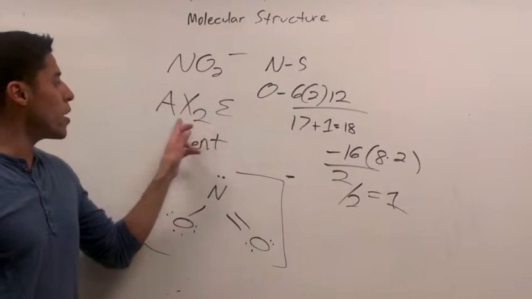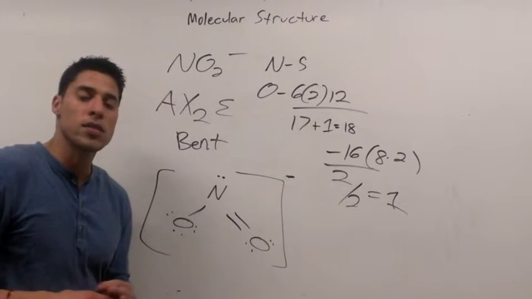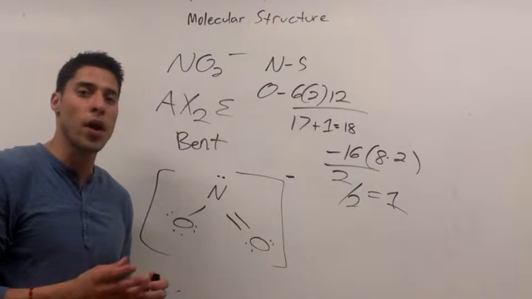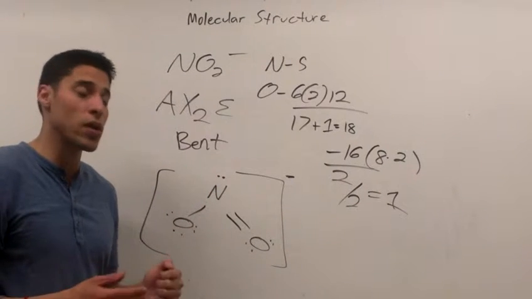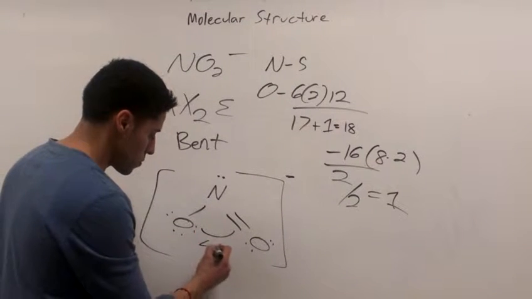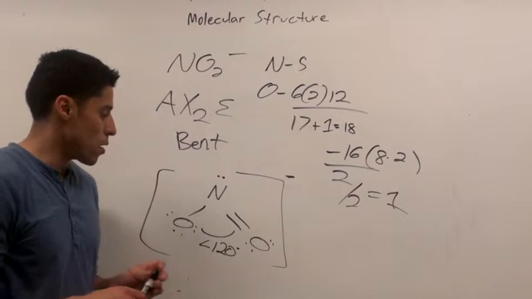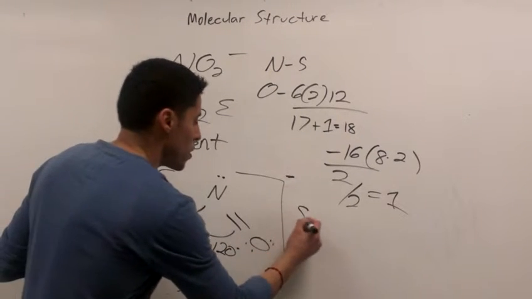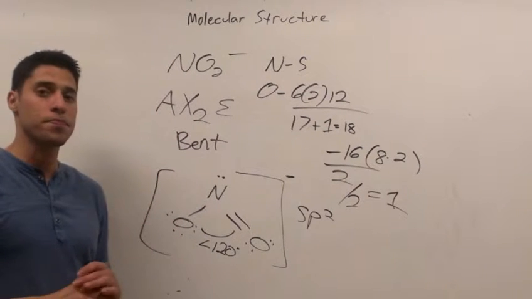So, AX2E has a steric number of 3. The steric number of 3 has a 120-degree bond angle. Here, since we have an electron lone pair, it's going to be a little less than 120 degrees. So the bond angle here is a little less than 120. We're going to have an sp2 hybridization for this molecule.